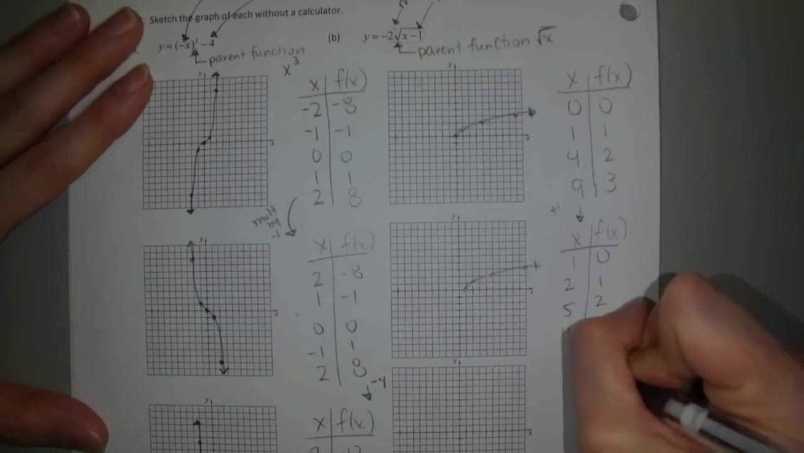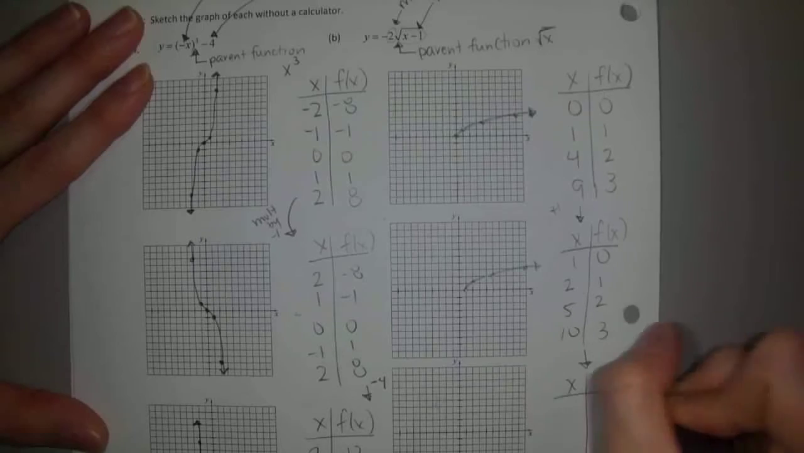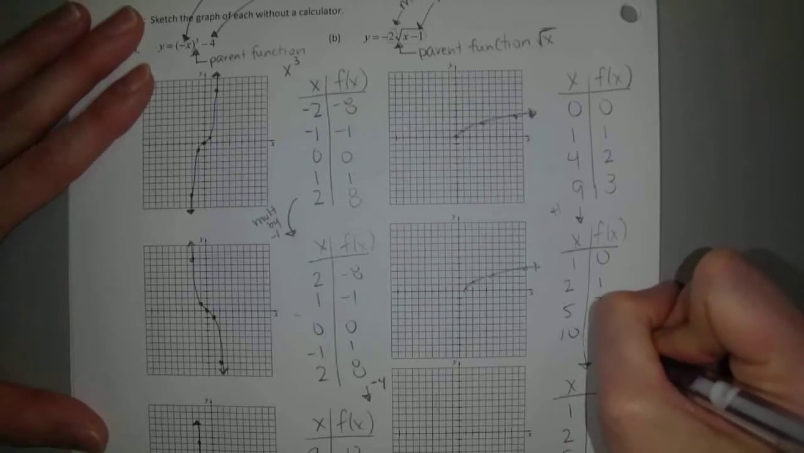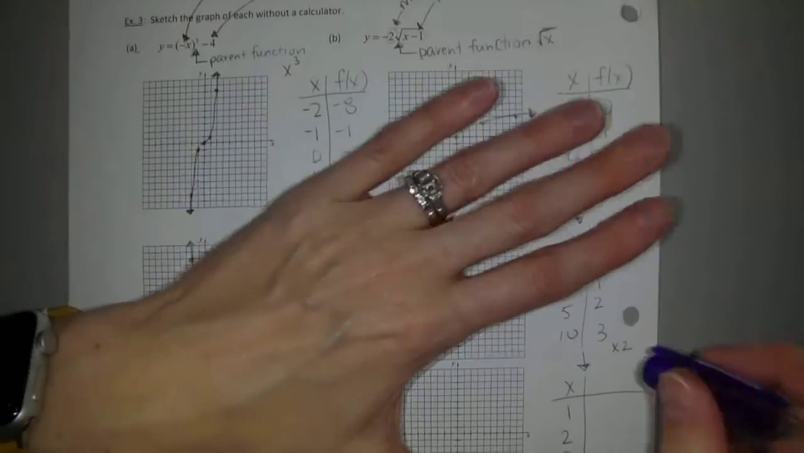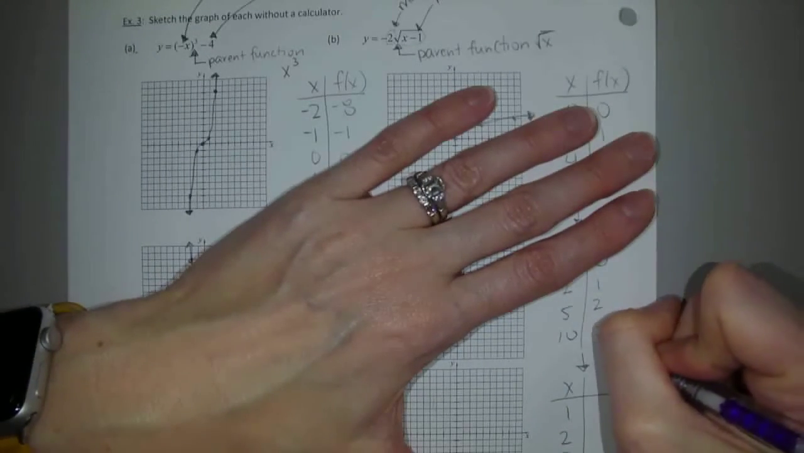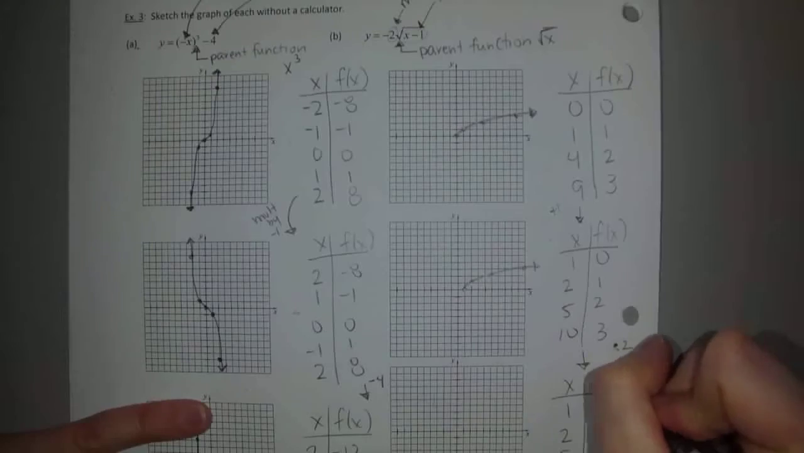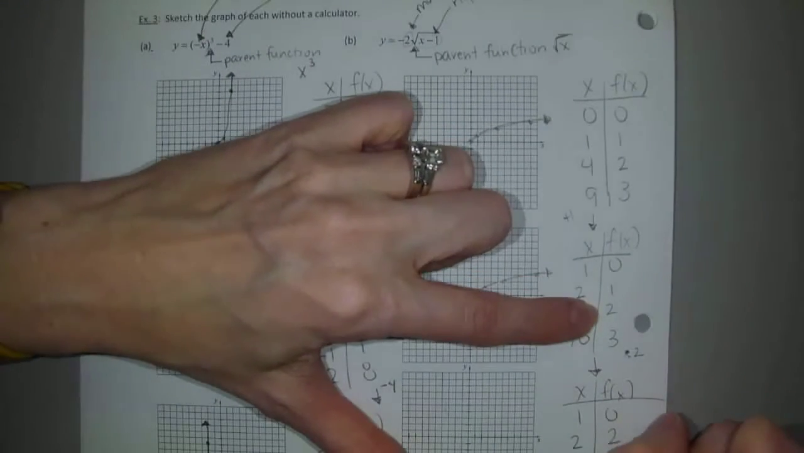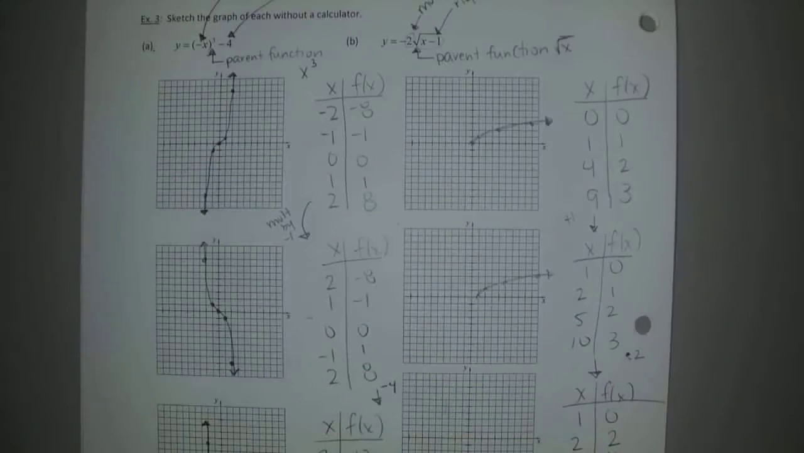So again, I'm just going to keep my x's the same. So x's will stay 1, 2, 5, and 10. But I'm going to multiply our y by 2. I'll put times 2 with a dot, times 2. So now instead of 0, well, that's still going to be 0. But then instead of 1, we'll have 2. Instead of 2, we'll have 4. Instead of 3, we'll have 6. So we're just pulling each of those y values, doubling them, okay?